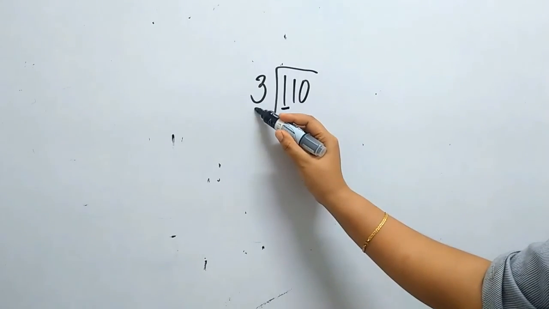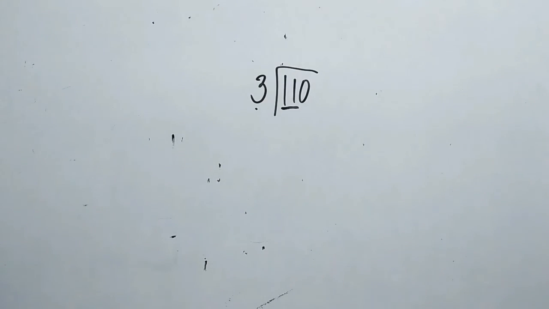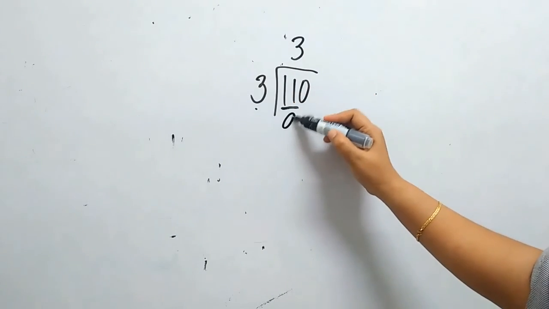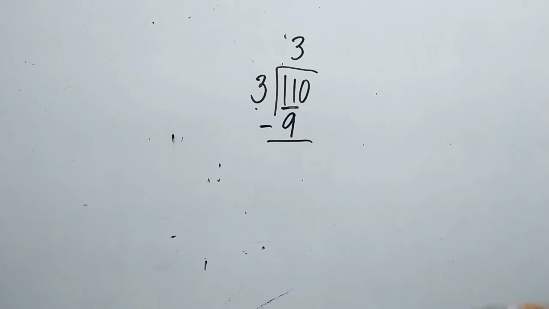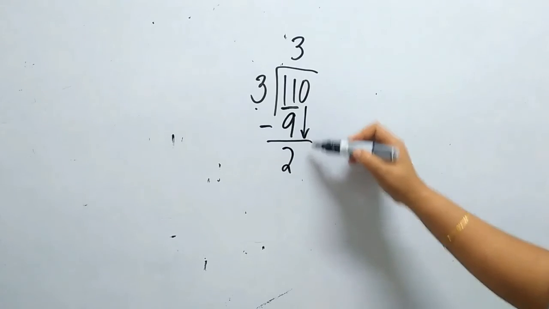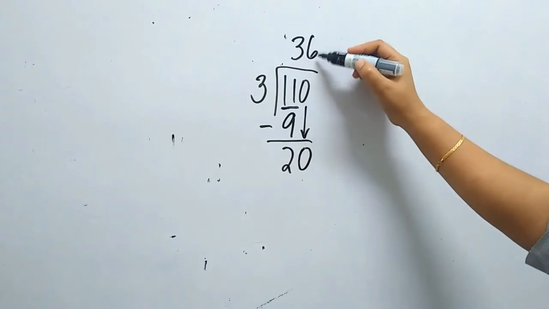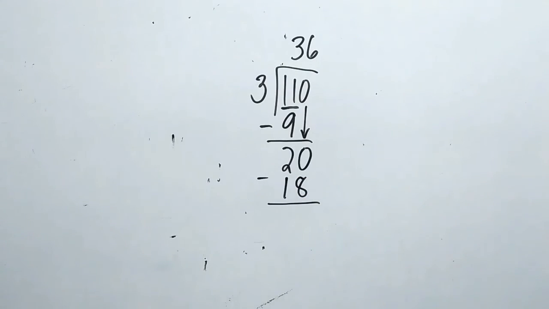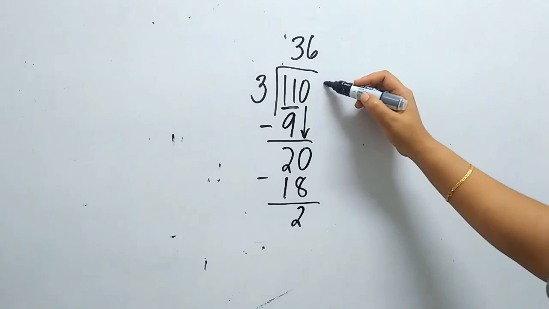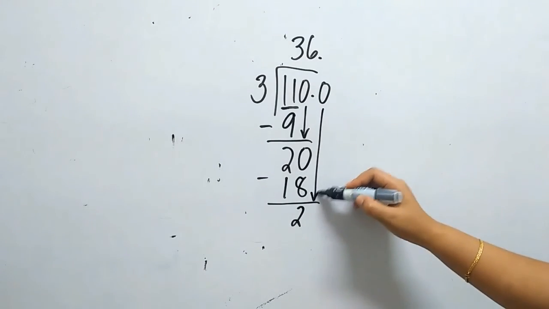1 divided by 3 cannot. So we're going to take 11. 11 divided by 3 is 3. 3 times 3 is 9. And then we're going to subtract. 11 minus 9 is 2. Then bring down 0. 20 divided by 3, it's 6. 6 times 3 is 18. Then subtract. 20 minus 18 is equal to 2. So we need to add one more 0. So we just put point also with the answer.